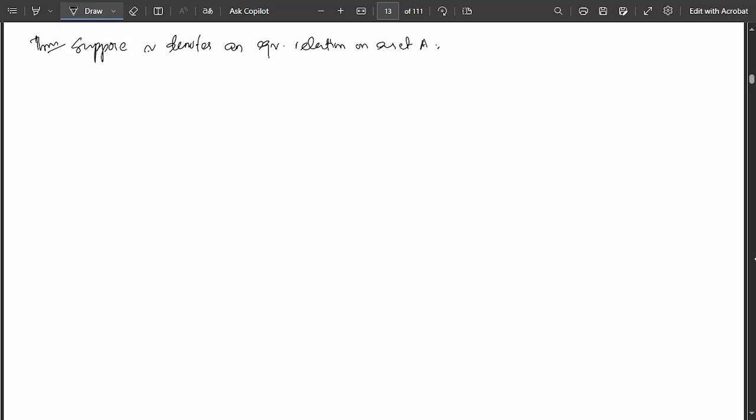Now, for all a and b elements of A, the equivalence class of a is not equal to the equivalence class of b if and only if their intersection is equal to the empty set. So we prove it by the contrapositive method. We take this as not equal and prove this is equal.